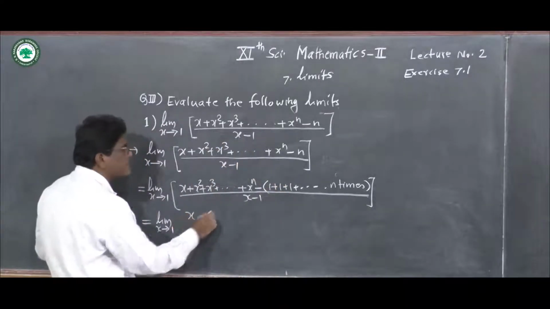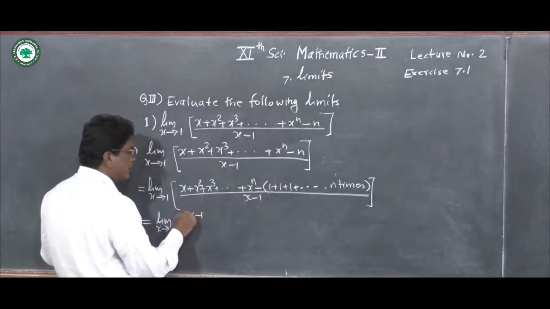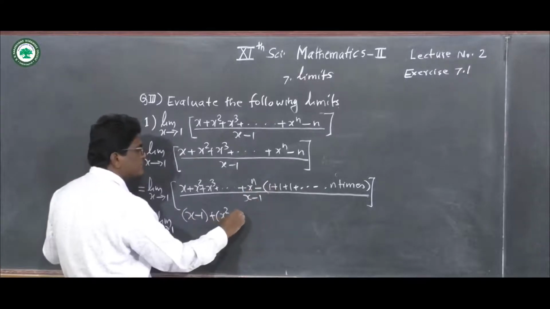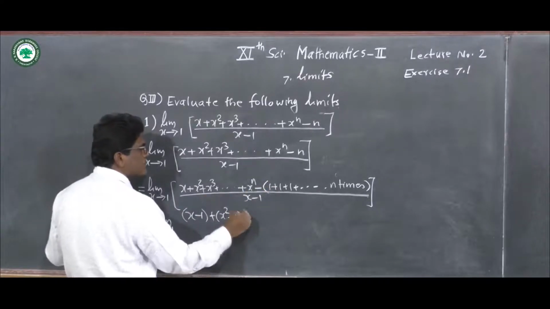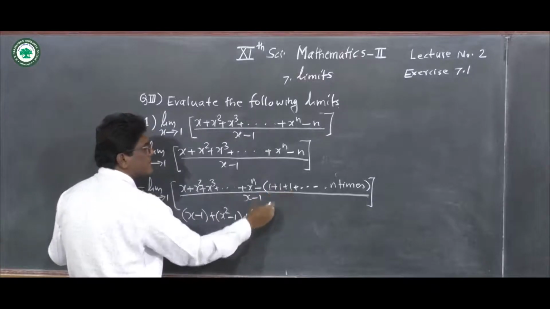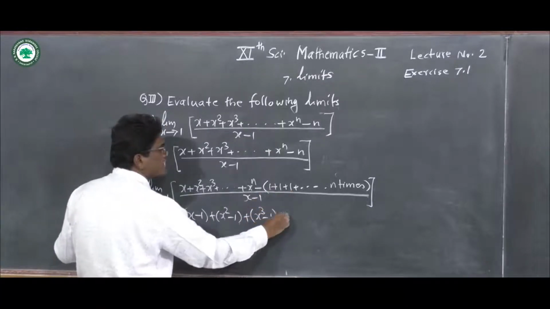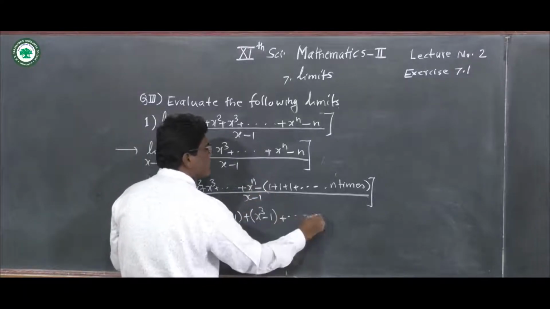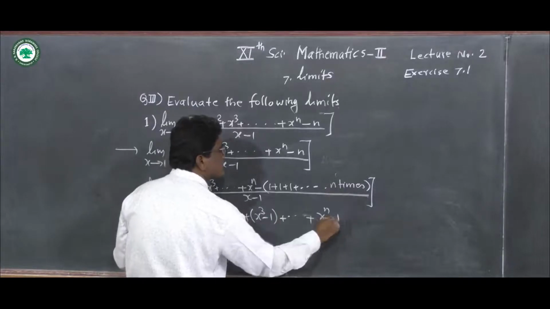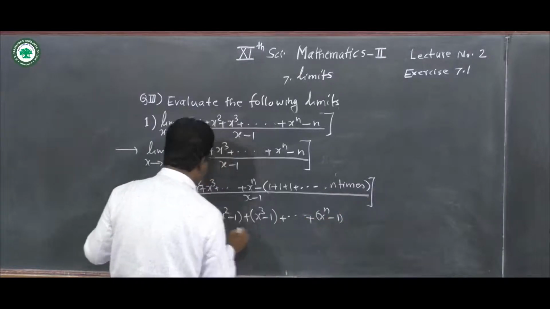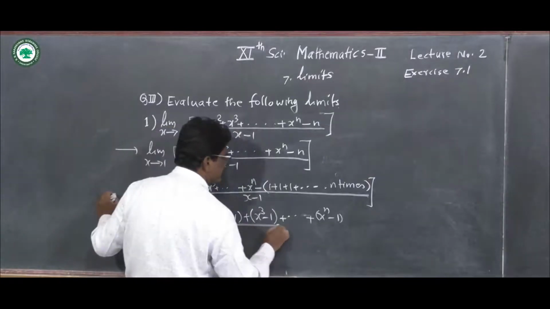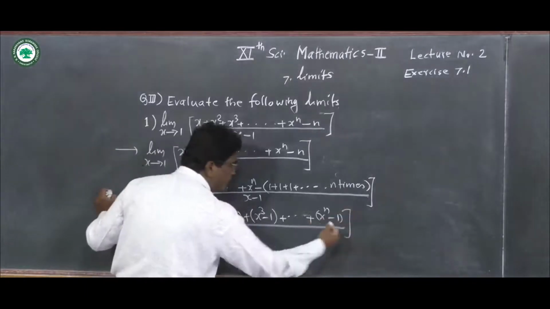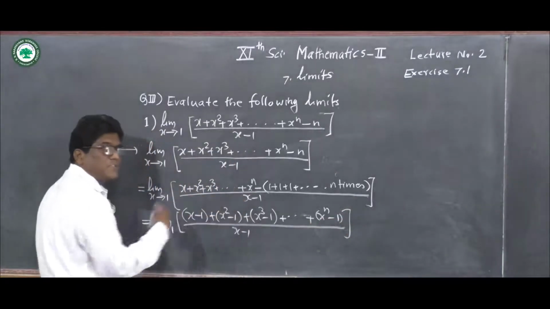So we take here x and this minus 1. Then again plus x square, next minus 1, then plus x cube, then this one with minus sign, that is x cube minus 1, plus up to dot dot, lastly x to the power n and last minus 1, and divide by totally x minus 1. Now we divide by x minus 1 separately to every term in the numerator.